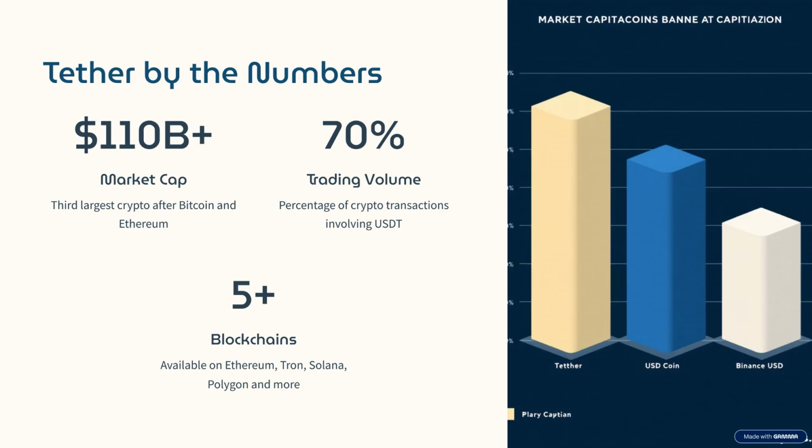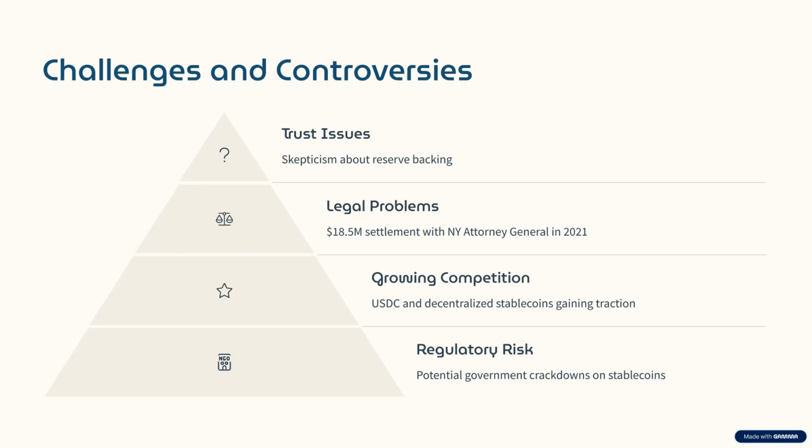Adoption? It's massive. As of 2025, USDT has a market cap over $110 billion, making it the third largest crypto asset in existence, right after Bitcoin and Ethereum. It dominates trading volume. On some days, over 70% of all crypto transactions involve Tether. Exchanges, DeFi protocols, OTC desks, remittance platforms, everyone uses it. You can find it on Ethereum, on Tron, on Solana, and it continues to expand into new chains and L2s.